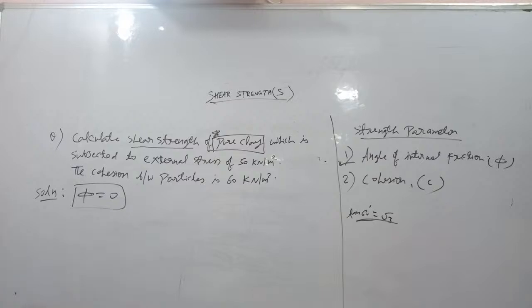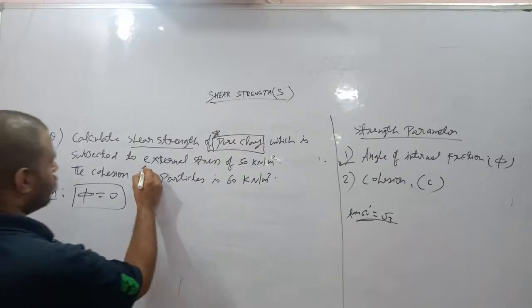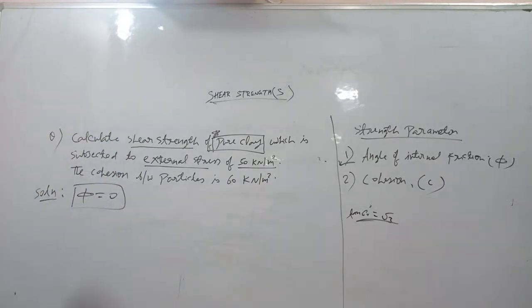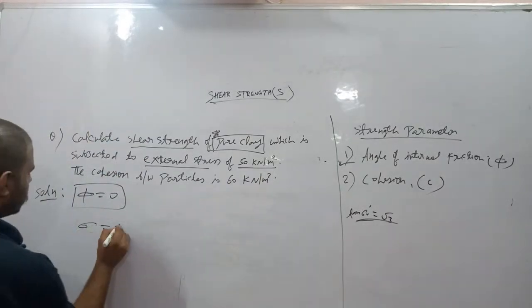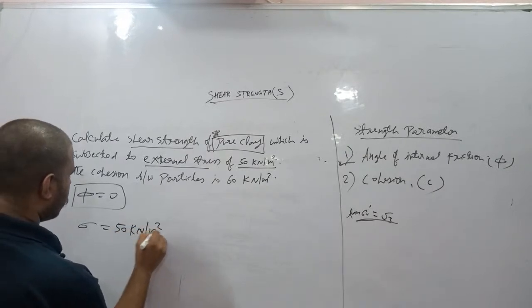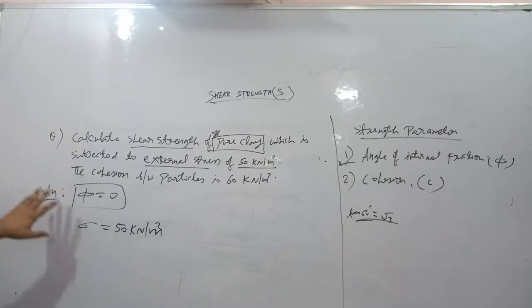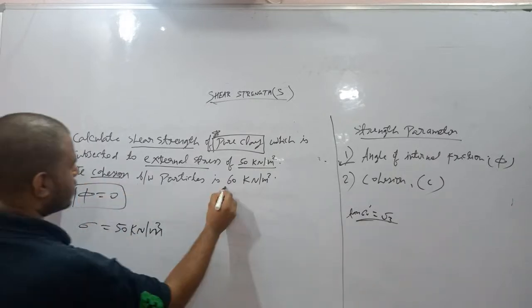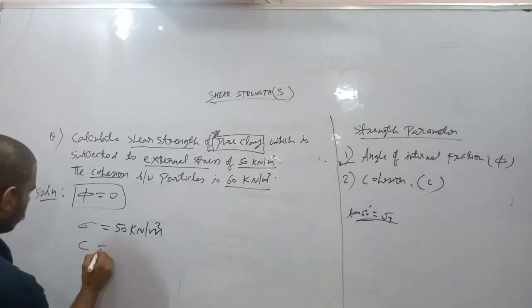The soil is subjected to an external stress of 50 kilonewton per meter square. It means that the sigma value is given. Sigma is equal to 50 kilonewton per meter square. Okay, and the cohesion is given. The cohesion value is given as 60 kilonewton per meter square.